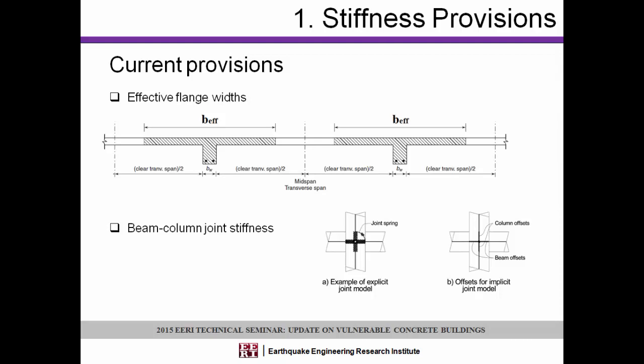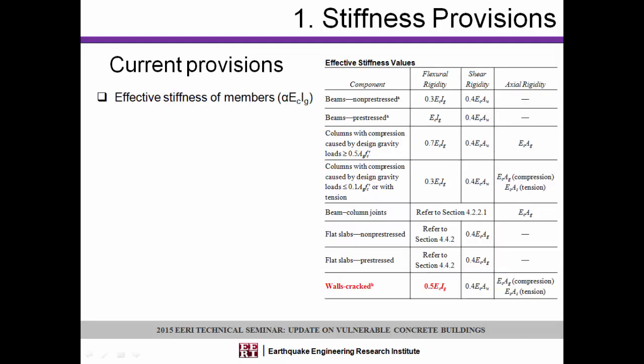Currently in ASCE 41, you have an effective flange width equation for beams. You have an effective joint stiffness, whether all rigid, all flexible, or a combination of both. That came in through supplement 1. And then, for the most part, what you have are these alpha factors, as I'm calling them, modifiers on the gross moment of inertia of a section. This is a table straight from ASCE 41. For beams, you take 0.3 EI gross. For columns, between 0.7 and 0.3 I gross; this was changed in supplement 1 and improved. And for walls you have this nice number, 0.5 EI gross.